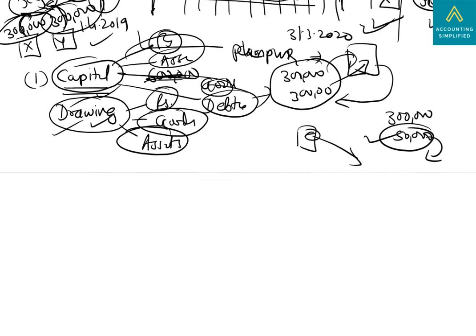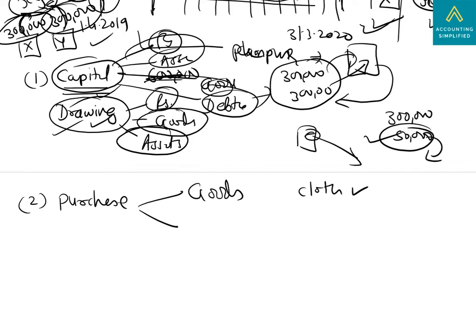Yes, there are many points. The second is very important. Every year, every day, every now and then, we make a purchase, right? We purchase goods every day. So, purchase of goods is there. Suppose we are dealing with clothes. So, purchase of clothes is our goods. Yes, sir. And suppose we are dealing with clothes and we are purchasing furniture. So, it's our asset. Okay. So, purchase may be of goods, may be of assets.